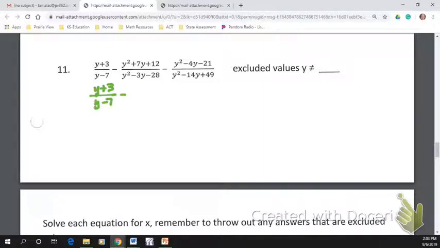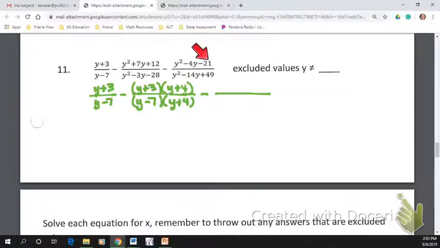And then the next one, luckily all of these have 1s at the front, so we shouldn't need a box to factor them. What's that first one if I have to multiply to get 12 and add to get 7? Yeah, 3 and 4. Okay, so y plus 3 and y plus 4. How about the bottom one? 7 and 4. Okay, y minus 7 and y plus 4. Does that make sense?